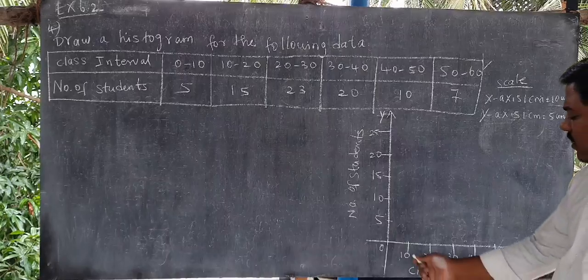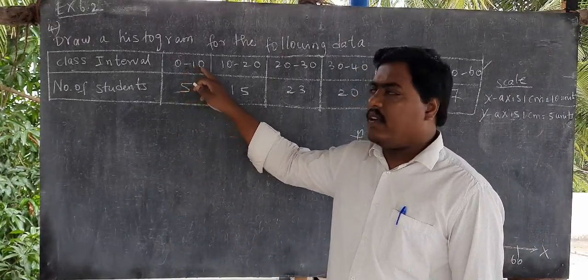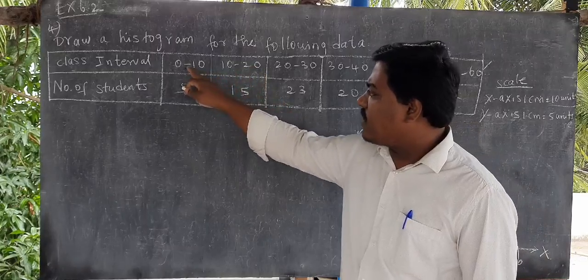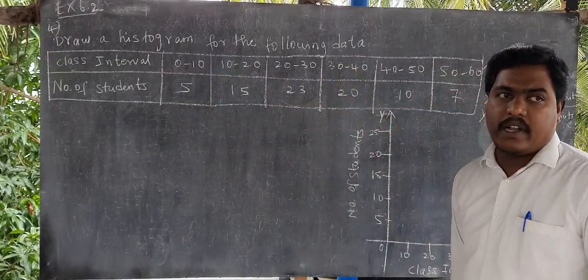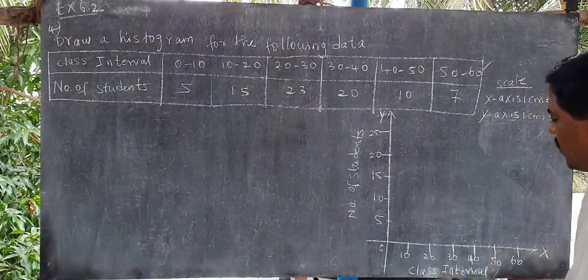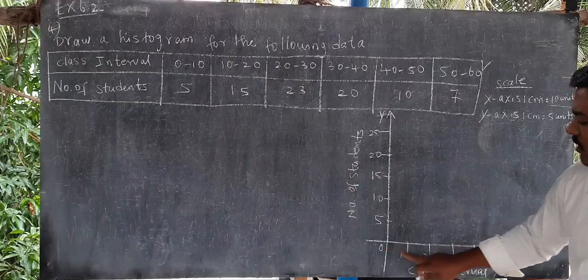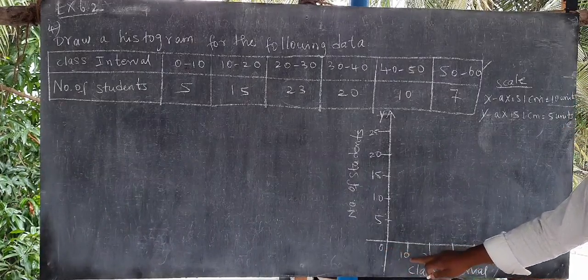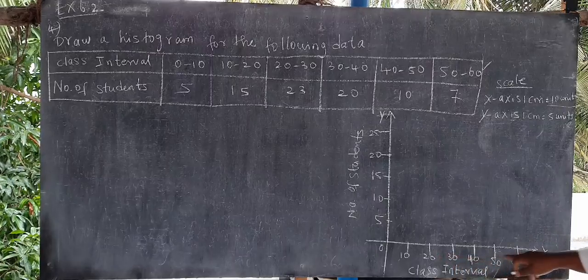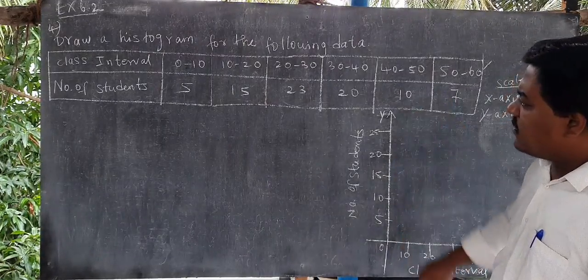How do we have to take the numbers? Listen, in class interval 0 to 10 is given, 10 to 20. For each class we are having 10 units. 30 to 40, in between, 10 numbers we are having. So, in x axis, class interval means 0 and then I take 10. In between 10 numbers we are having, and then 10 and then 20, 30, 40 like this we need to take. Number of students is y axis.